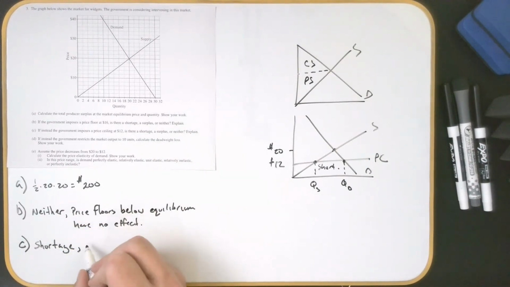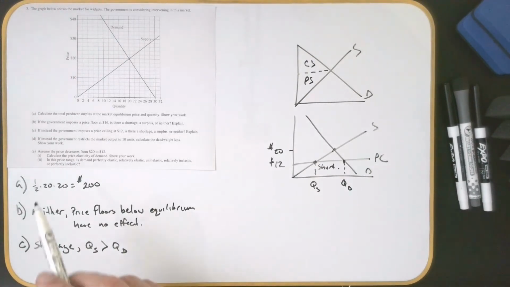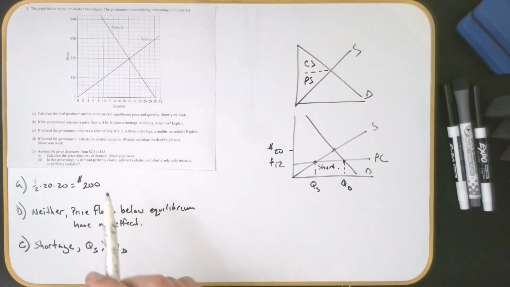And our explanation would be the quantity supplied is greater than the quantity demanded. And whenever that's the case, you're going to have a shortage. Okay? Let's move on to part D. It says, if instead the government restricts the market output to 10 units, calculate the deadweight loss.